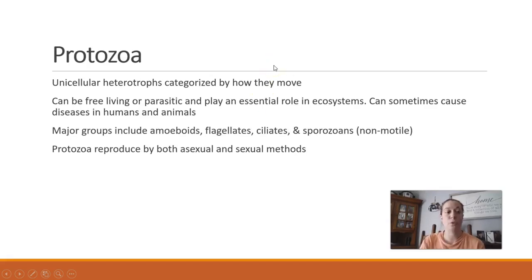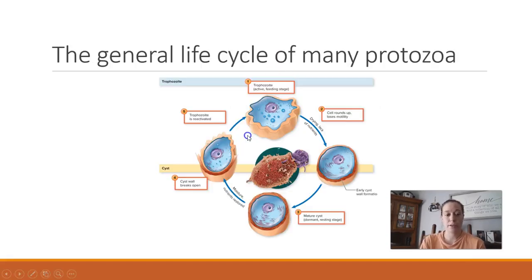All right, on to the protozoa. We know that they're unicellular heterotrophs categorized by how they move. They can sometimes cause disease in humans and animals. The major groups include amoeboids, flagellates, ciliates, and, I don't know if I'm saying this right, sporozoans, which means that they don't move. They're non-motile. Protozoa reproduce by both asexual and sexual methods. All right, you can see here the general life cycle of many protozoa.